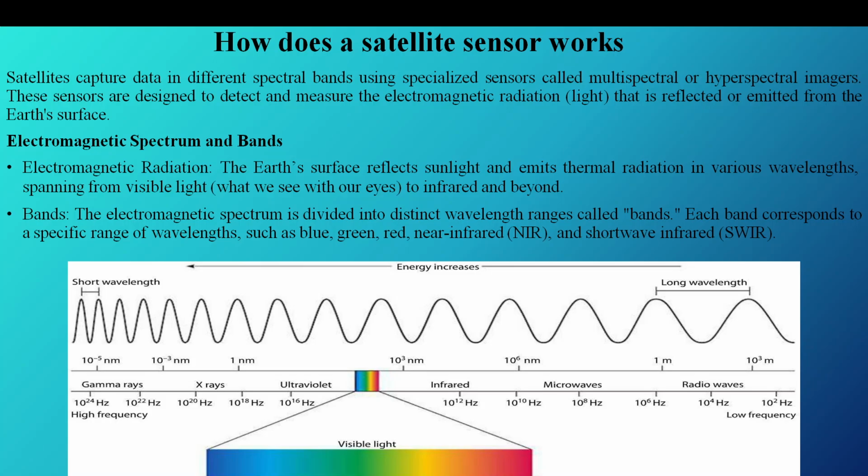Moving on to the electromagnetic spectrum and bands. The electromagnetic spectrum is the range of all types of electromagnetic radiation classified based on their wavelengths.